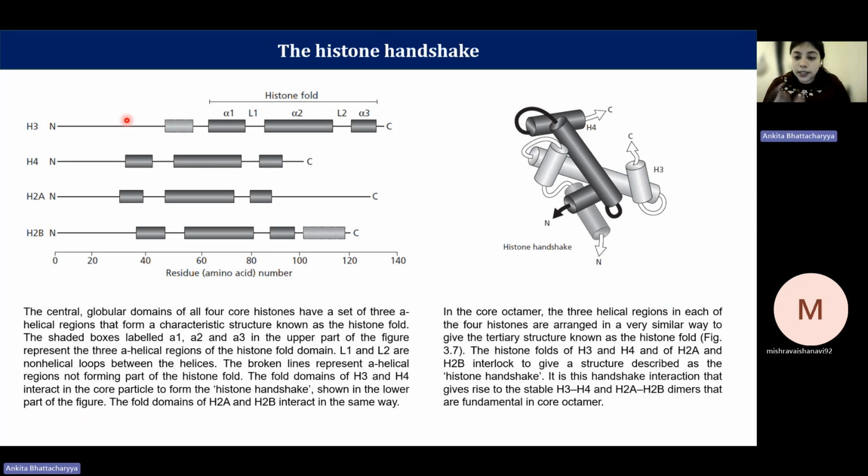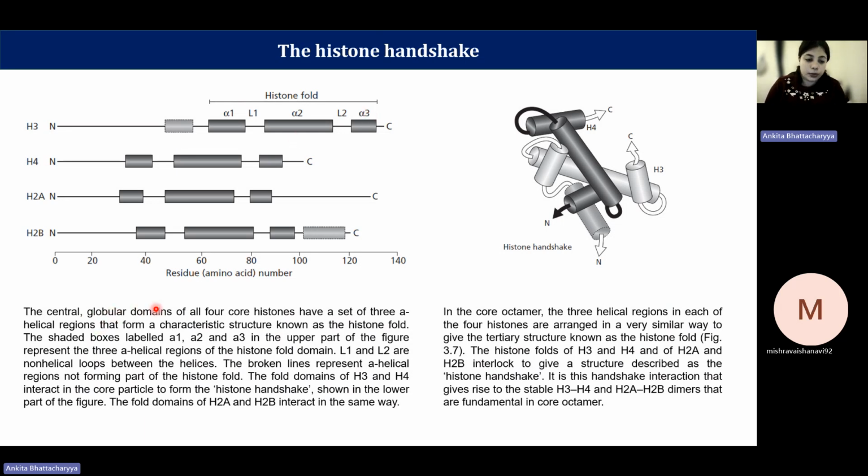Now let us understand the details of these individual proteins in a little more detail. Here you see a term called the histone handshake, which is again indicative of the 3D structure assumed by these histone proteins and how they interact with each other. What you see as a commonality in the structural organization of these proteins is the presence of a very unique and characteristic fold, which is called the histone fold. What is it? The histone fold is the presence of certain alpha helices in a certain orientation that is present in all of the histone proteins.